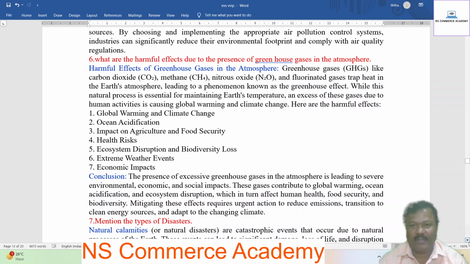Here are the harmful effects. First one, global warming and climate change. Second one, ocean acidification. Third one, effect on agriculture and food security. Fourth one, health risks. Fifth one, ecosystem disruption and biodiversity loss. Sixth one, extreme weather events. Seventh one, economic impact.